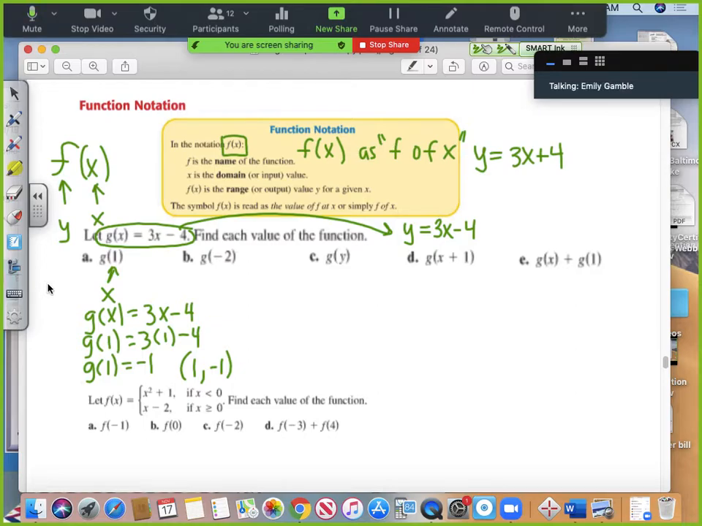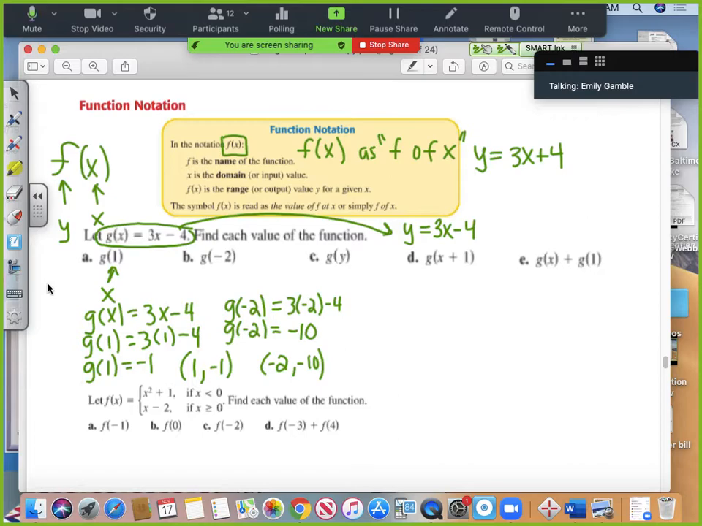All right, so for letter B, we're taking this function, g of x, and we're replacing a -2 in for x. So when we do that, this is going to say g of -2 is equal to 3 times -2 and then -4. Now we would just solve this. You rewrite the whole notation the way that it is, the g of -2 like that, and then 3 times -2 is -6. -6 minus 4 is -10. So if I asked you then what is the ordered pair that you could graph, this would be -2, -10.